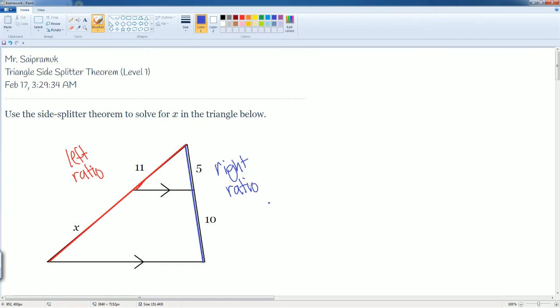Okay, so now let's just set it up. So my left ratio, 11 divided by x. Okay, so this was the top part, and this is the bottom part. Okay, this is going to be equal to my right ratio, which is in blue, which is the top, which is 5. Divide that by the bottom, which is 10. Now we can cross multiply.